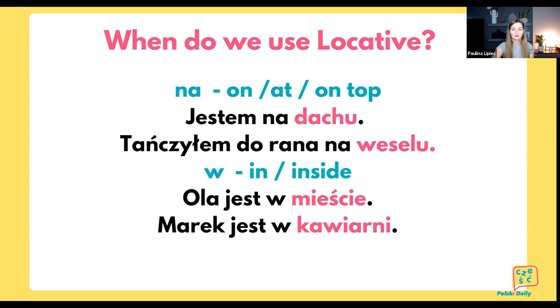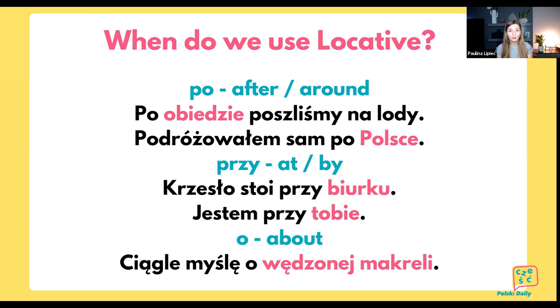The next three prepositions are po, meaning after or around. Completely different meanings, but unfortunately, yes. Po obiedzie poszliśmy na lody. After the dinner, we went for ice creams. Podróżowałem sam po Polsce. I've been traveling around Poland alone. Around, I'm not meaning around the building, but I'm talking about going into different directions, not having just one destination, just jumping across and around and so on.